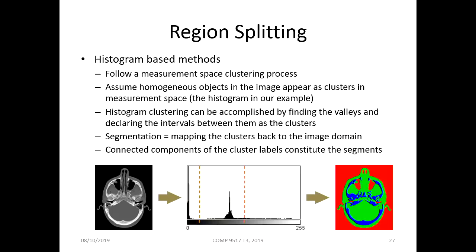So actually what we're doing here is what you could also call a measurement space clustering process. You're translating an image into a measurement space, a feature space, where you're going to do clustering. That is the whole idea, and one of the simplest ways to do it is just to look at intensities in the histogram. The histogram in this case is the measurement space of the image. And you can do the clustering there and then map back the result to the image and apply a connected components algorithm to find the objects.